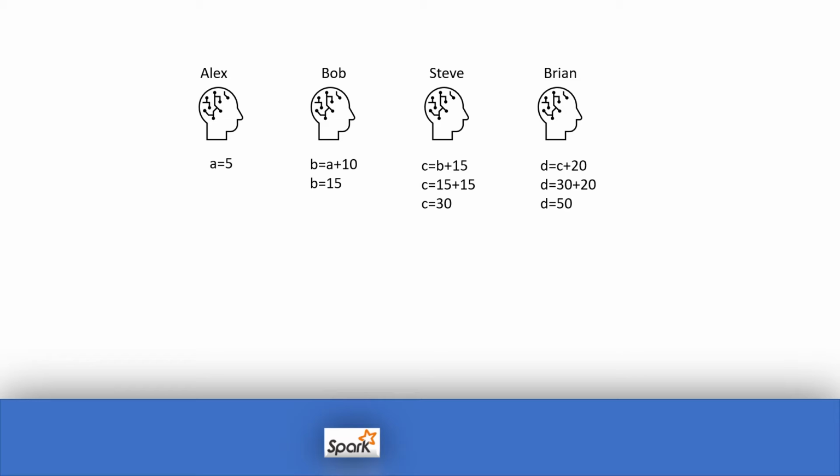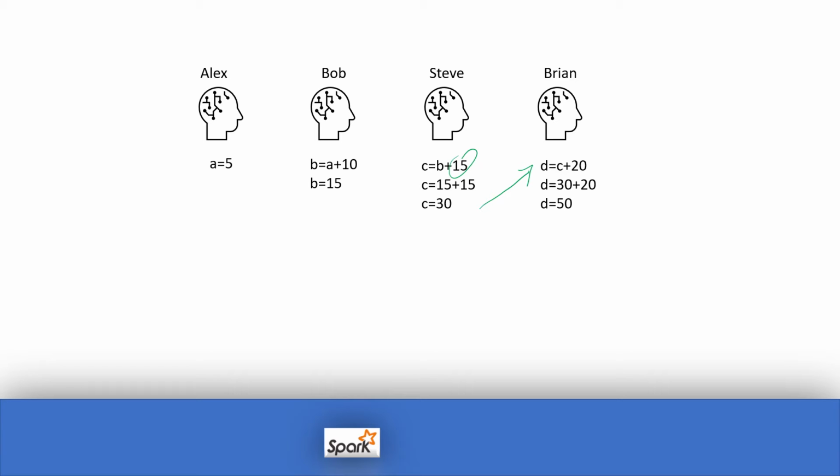Steve does a mathematical calculation. He takes the b value from Bob and adds 15 on top of it. You can see the 15 here. He is adding that value and it becomes 30, so he passes that to Brian. Brian takes that value c and adds 20 on top of that, and it becomes 50.